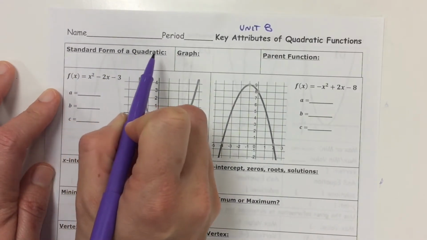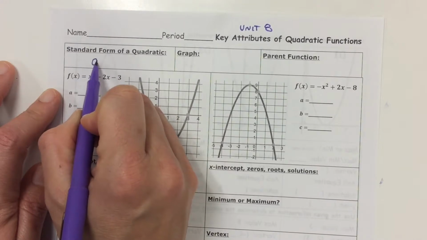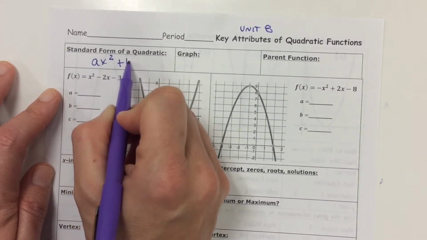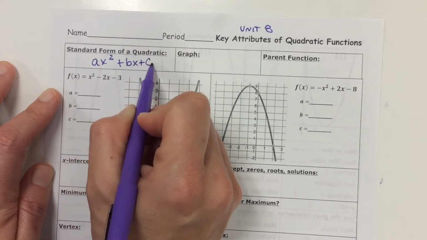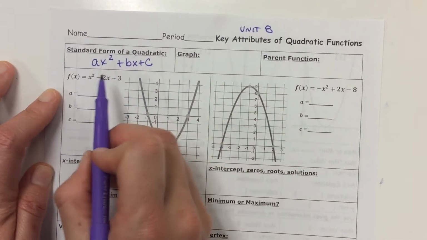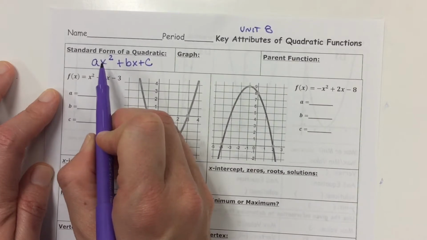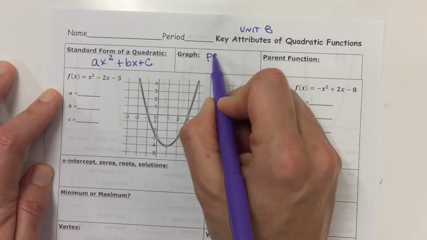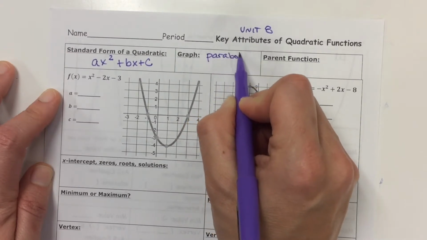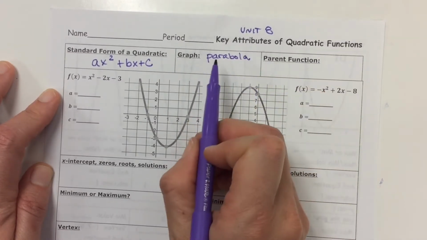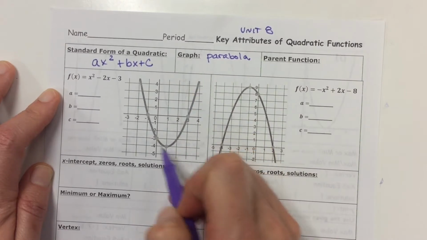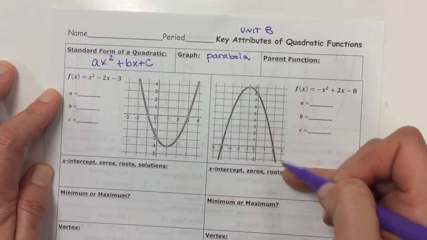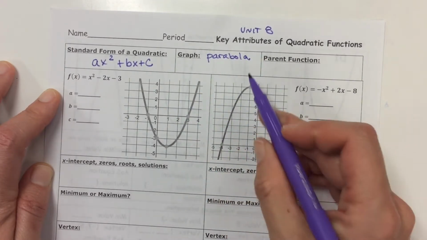The standard form of a quadratic. We just came off of Unit 7, where everything revolved around ax squared plus bx plus c. A quadratic is made by having an equation that has an x squared in it. The graph we call a parabola. The parabola can either face up, open up, or open down. Those are only two directions that you'll see the parabola.